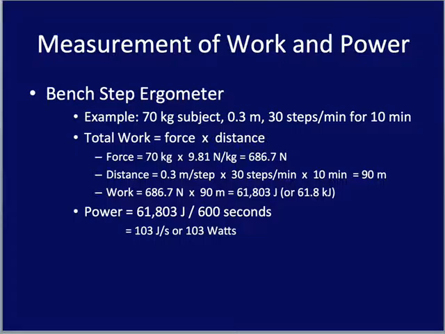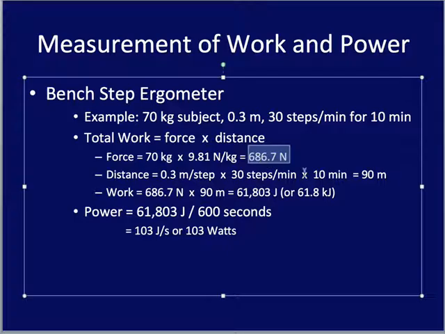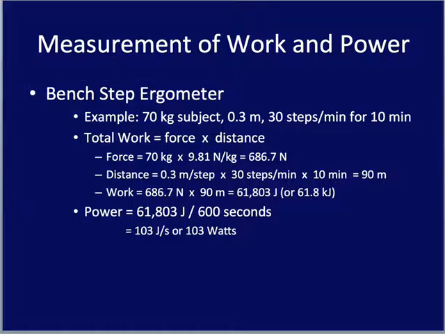So then for the work, we just simply multiply the force that we generated, the newtons, times the distance in meters. So 686.7 times 90 is equal to 61,803 joules. All right, because remember, 1 joule is equal to 1 Newton meter. If you wanted to put it in kilojoules, it'd be approximately 61.8 kilojoules, and that's simply dividing the joules by 1,000.